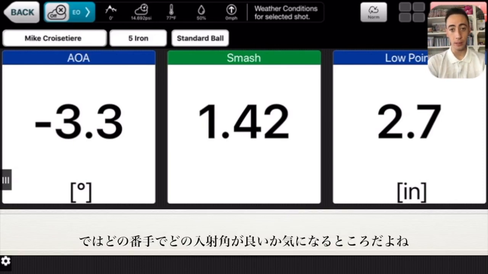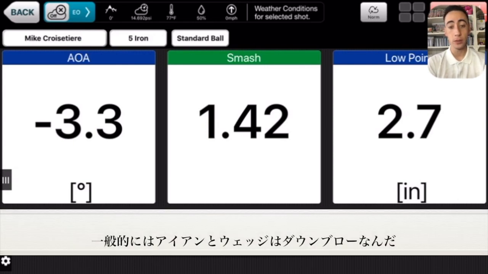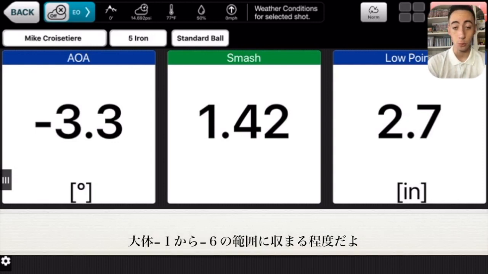So now you're probably thinking, okay, so what is good for what club? Typically, with your irons and your wedges, you're going to want to have a down blow. You're going to want to be anywhere from, let's say, -1 to maybe even up somewhere around -6. Somewhere in that range is where most of you are with your irons.